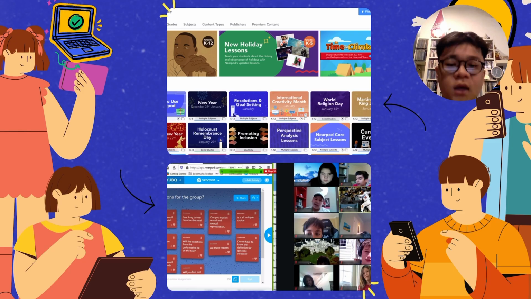So this can be applied to almost all subjects, where teachers can find preset lessons or they can make their own.